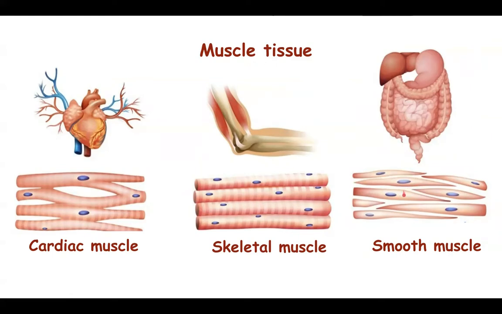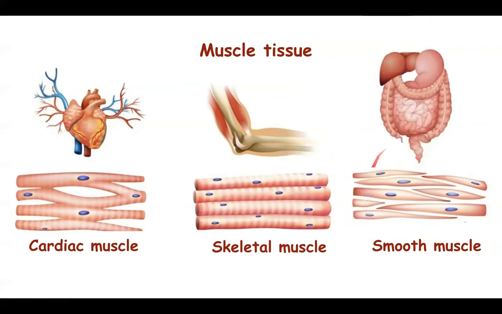They do not have any light or dark banding in them. They are found in the internal organs except heart. They are found in all blood vessels, especially the artery and the vein.